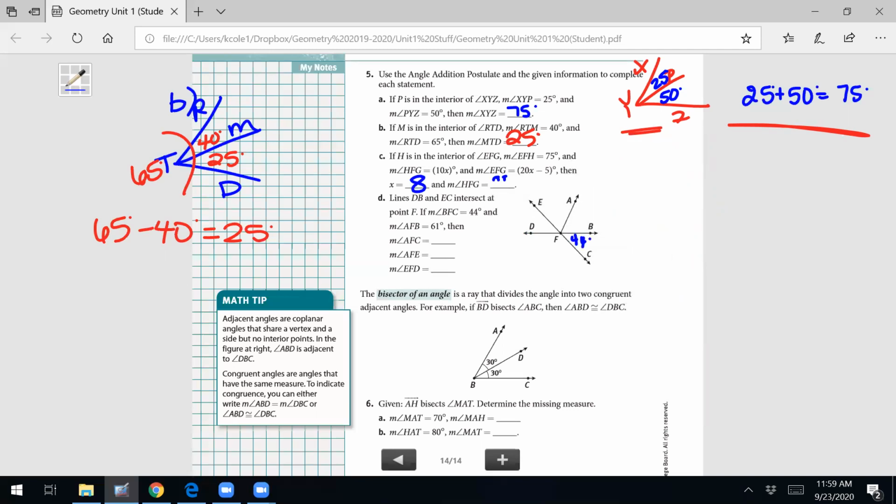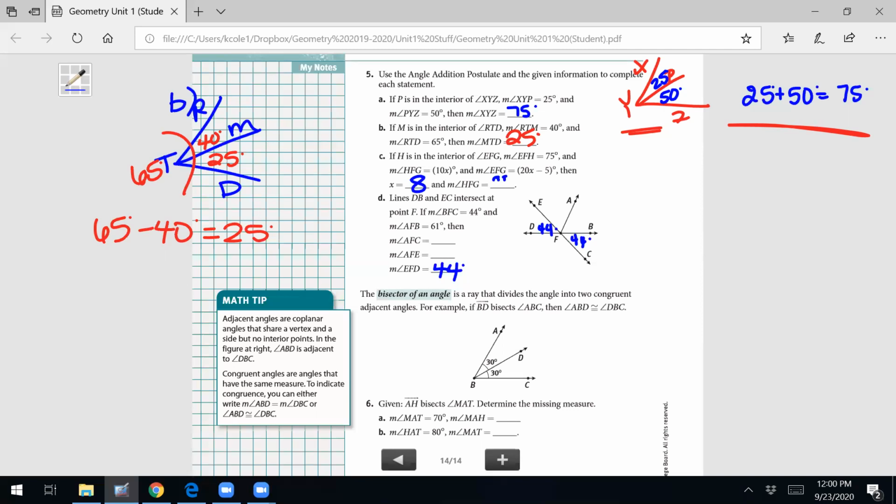Okay, so if that's 44, who else is 44? EFD, okay, because those are vertical angles. The ones that are directly across from the intersecting lines are going to be congruent, okay? So we know that that is 44, which is actually one of our questions. EFD down here is 44 degrees. Those are called vertical angles. Vertical angles are the ones that are directly across each other, and I always say that they touch noses.